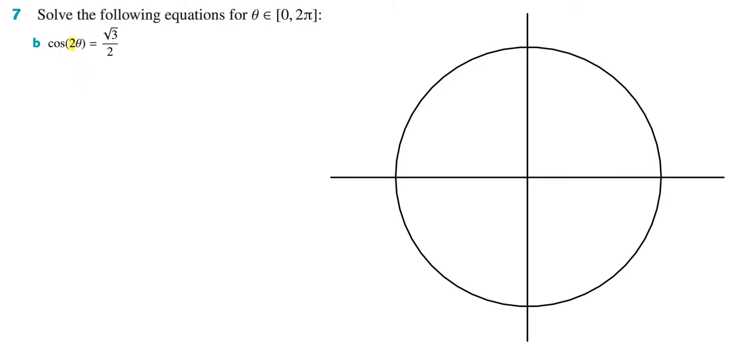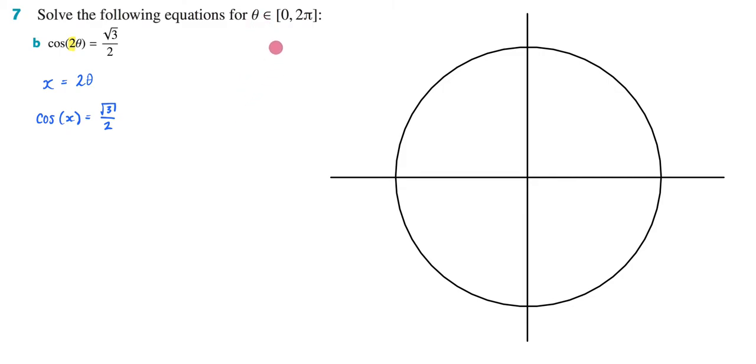So to fix this situation, I'm going to say, all right, let x equal 2 theta. And by doing that, I can now rewrite this equation as cos of x. That's the most disgusting looking x I've ever seen in my life. Let me try again. Cos of x equals the square root of 3 over 2. Now that I have it in terms of x, I also need my domain in terms of x, but currently it is in terms of theta.